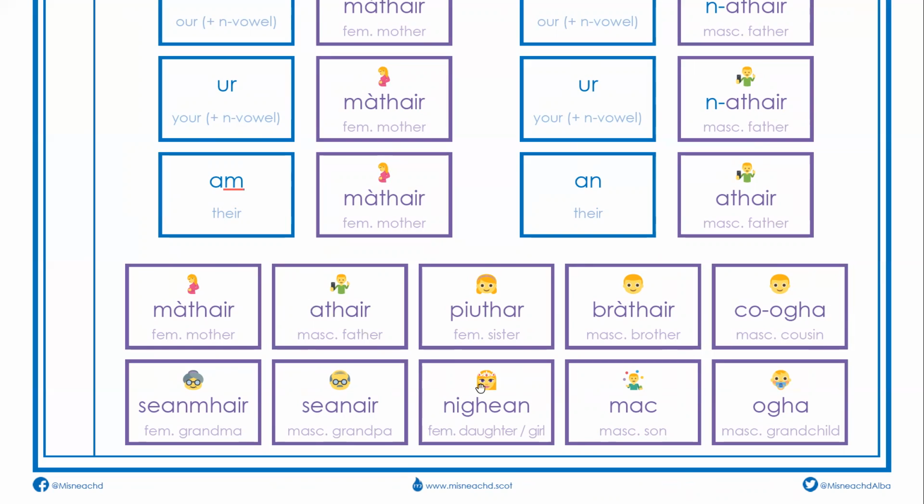Nian, a daughter or a girl. Mac. And remember, when we looked at pronunciation, there's the pre-aspiration sound on the C, so it's not mac, it's mac. There's the breath for the C. Oa, grandchild. So Koa, cousin, Oa, grandchild.